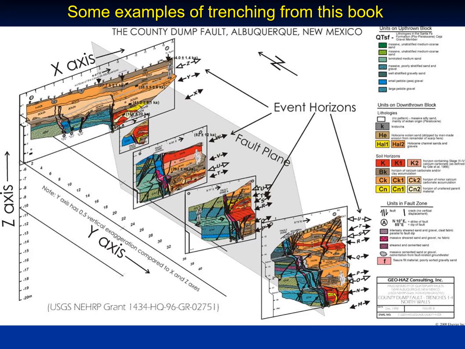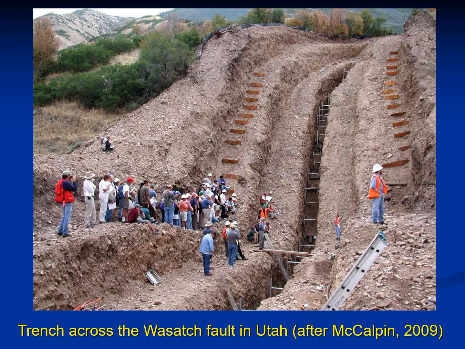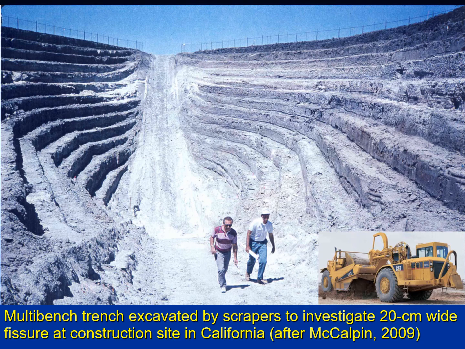This is the County Dam Fault in Albuquerque, New Mexico. You can see several outcrops cleaned and logged. Here is a trench across the Wasatch Fault in Utah. You can see the size of the excavation here. But it might be even bigger. This is a multi-bench trench excavated by scrapers to investigate a 20 centimeter wide fissure at a construction site in California.